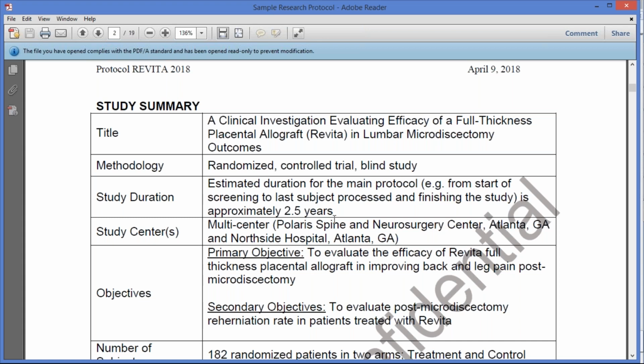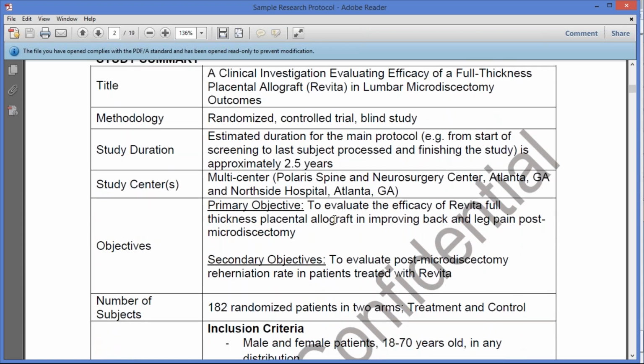Okay, and duration 2.5 years. Duration will be mentioned, and site places will be mentioned. Where do we conduct these studies? See, most of the clinical trials are multi-center. List all the sites here. Primary and secondary objectives.